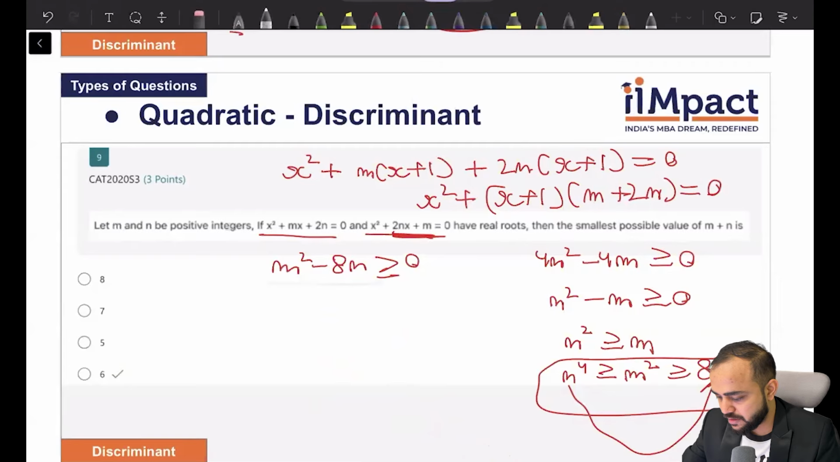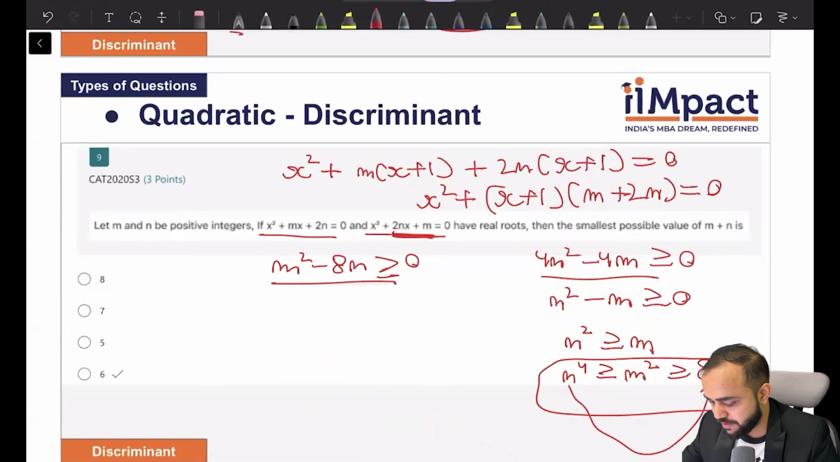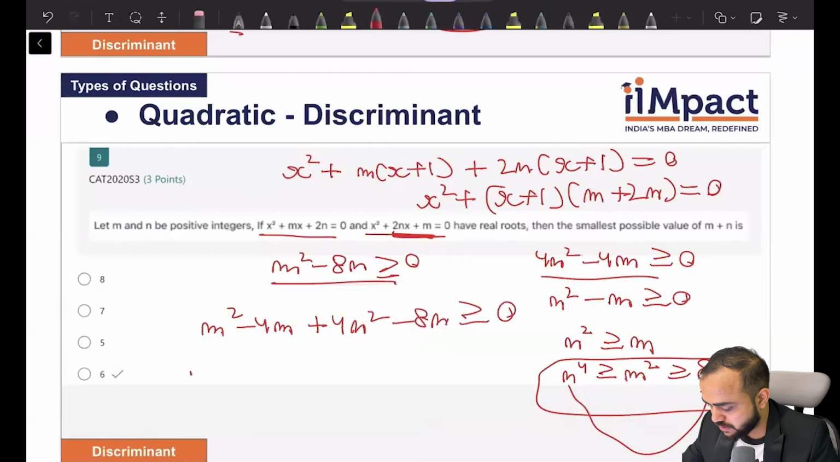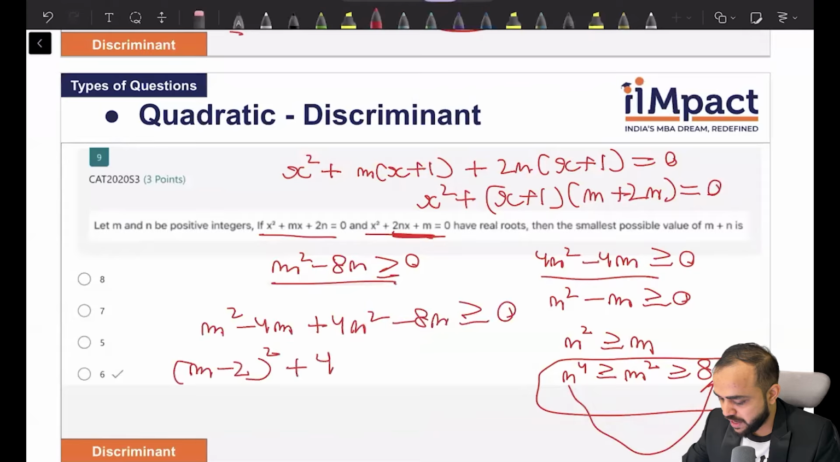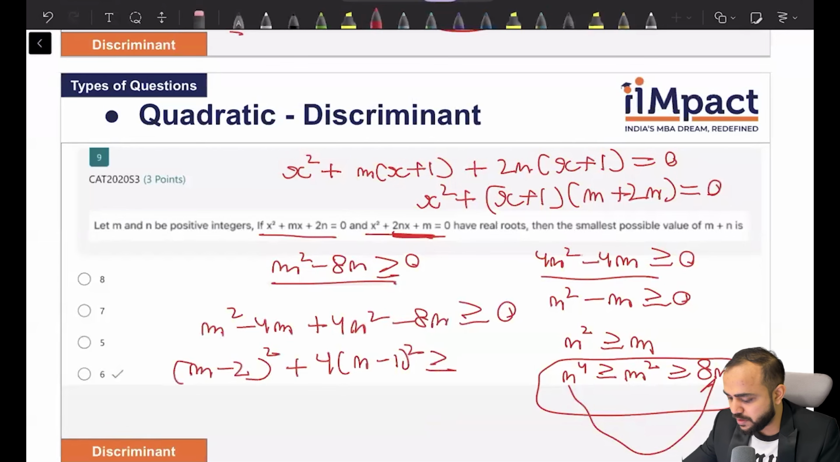If I add this one and this one, I will get m square minus 4m plus 4n square minus 8n is greater than equal to 0. This is going to be m minus 2 whole square plus 4 times n minus 1 whole square is greater than equal to 4 plus 4, I think 8. Yes. So from here, I can pick the values that I want. n and m are positive.